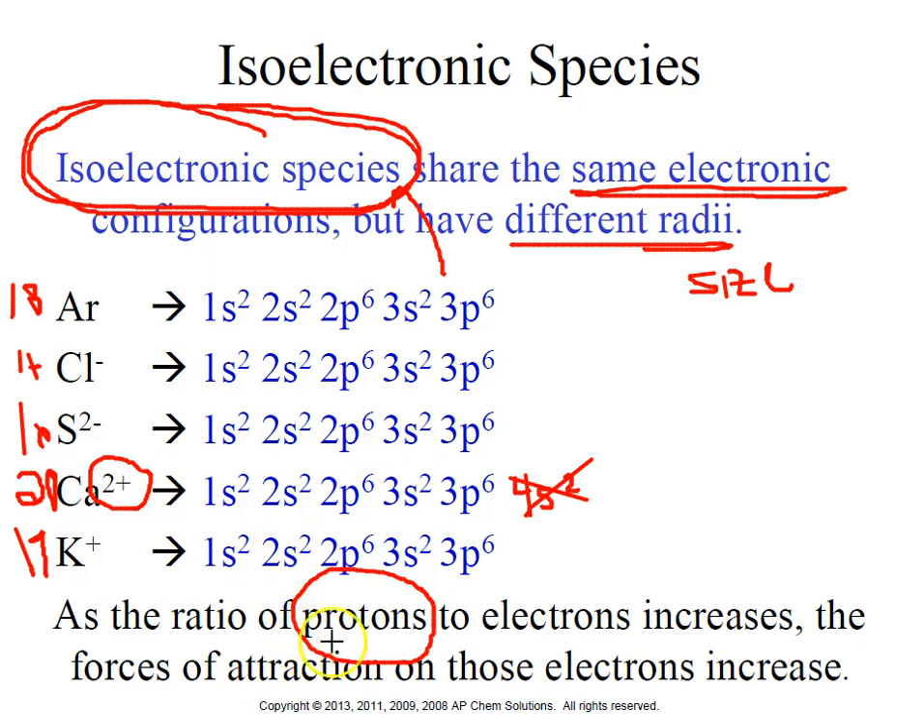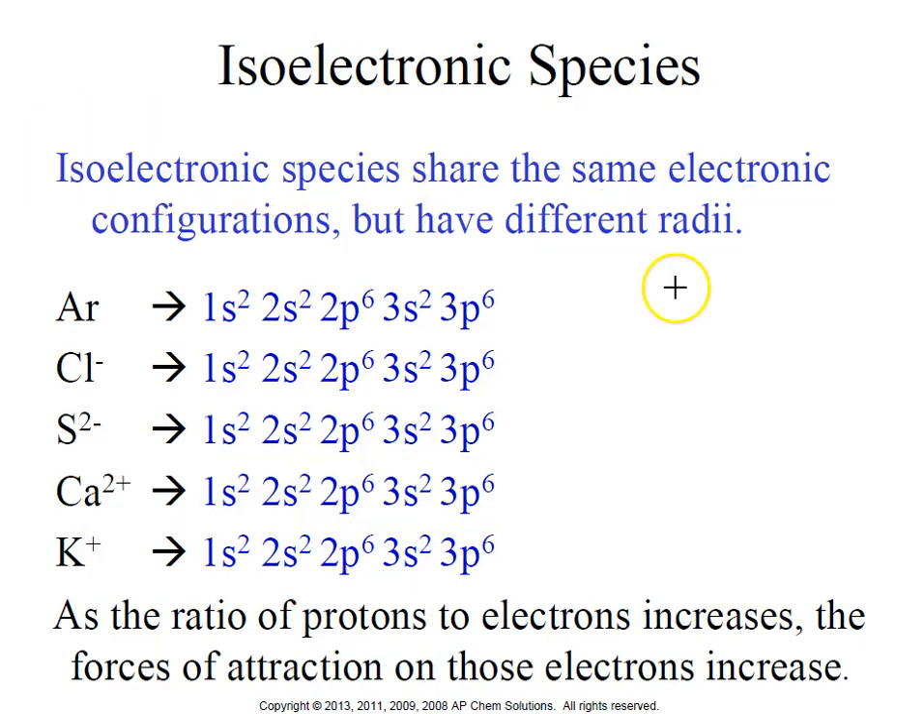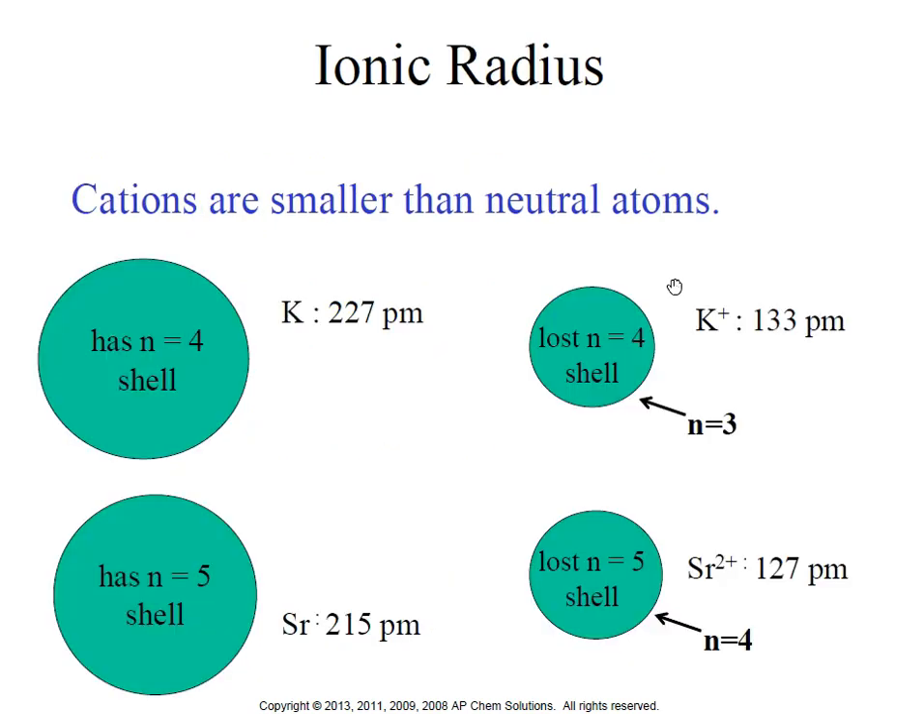As the ratio of protons to electrons increases, the force of attraction on those electrons increases. More protons, more attractive force. So calcium would actually be the smallest out of this set because of its more protons pulling those electrons toward the nucleus. What about the largest in this set? What would that be? It would be the one with the least amount of protons to pull in those electrons.